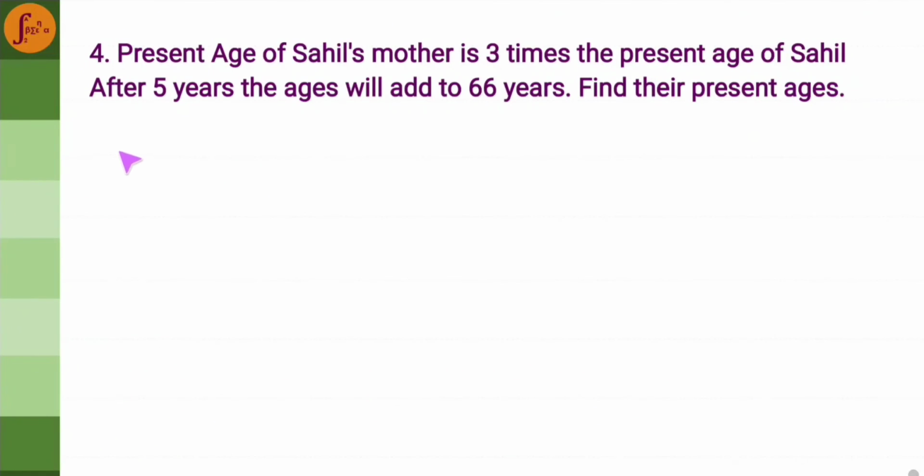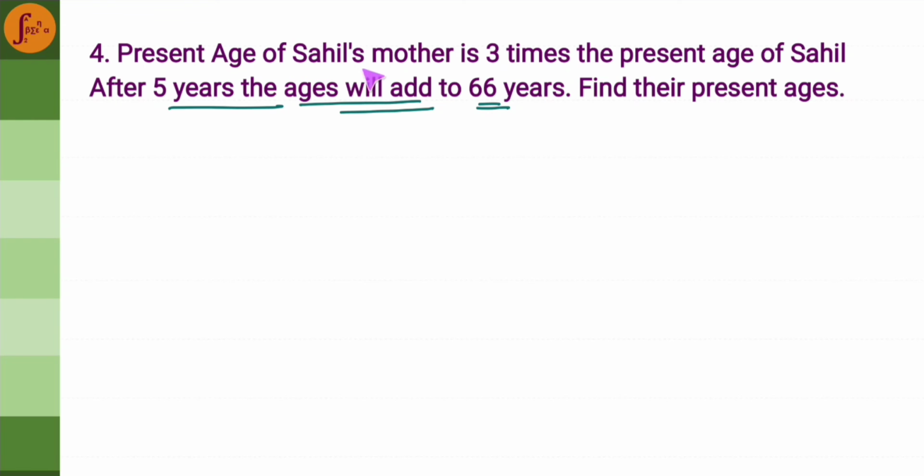Let's take one more example. Present age of Sahil's mother is 3 times the present age of Sahil. After 5 years, the ages will add to 66 years. Find the present ages. This is another puzzle here. They have not given the age of Sahil's mother, nor have they given the age of Sahil. They have only given that after 5 years, when you add their ages, it's going to become 66.